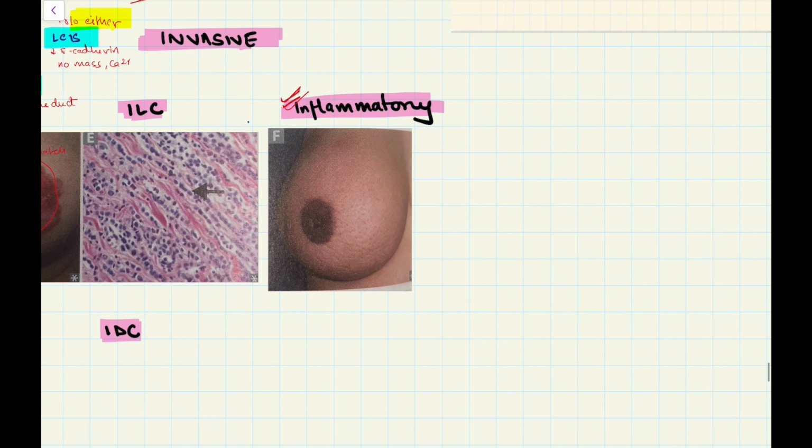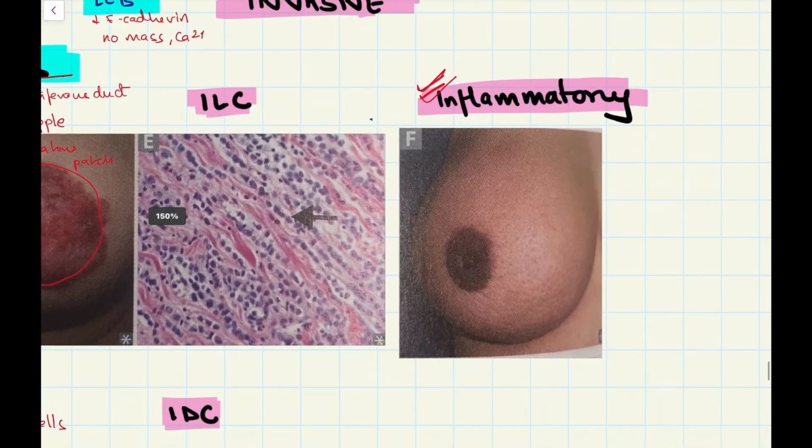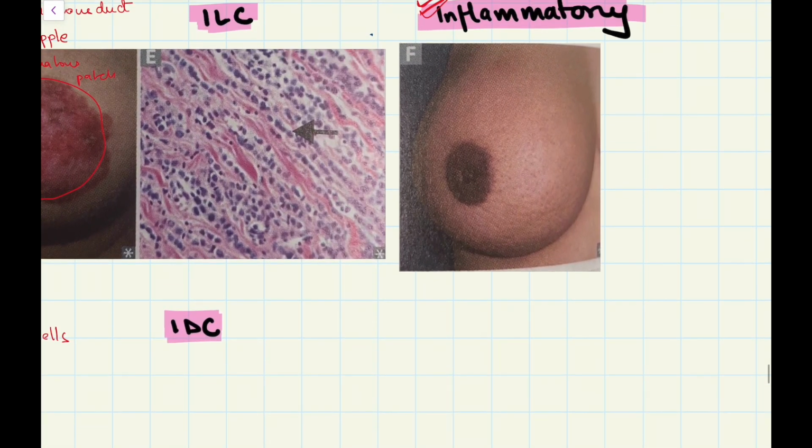Talking about the invasive conditions, the first entity is invasive ductal carcinoma. It is a firm fibrous rock hard mass with a sharp margin and small glandular duct-like cells in desmoplastic stroma. Right, it is the most common type of invasive breast carcinoma.